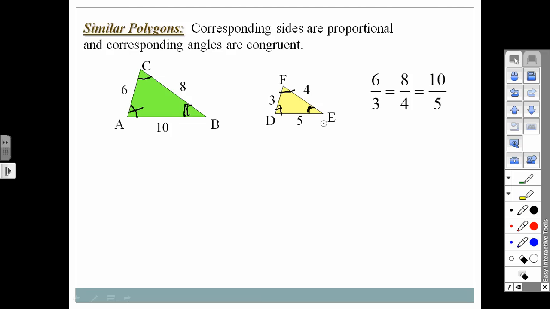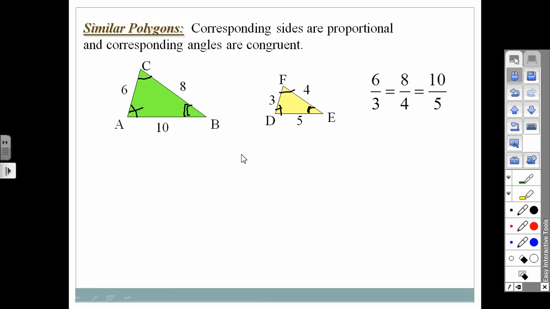Okay, so that's what it means for similar polygons. Their sides are going to be proportional. That means every ratio that you come up with for every single pair of corresponding sides has to reduce down to the same ratio. And all of the corresponding angles have to be congruent.